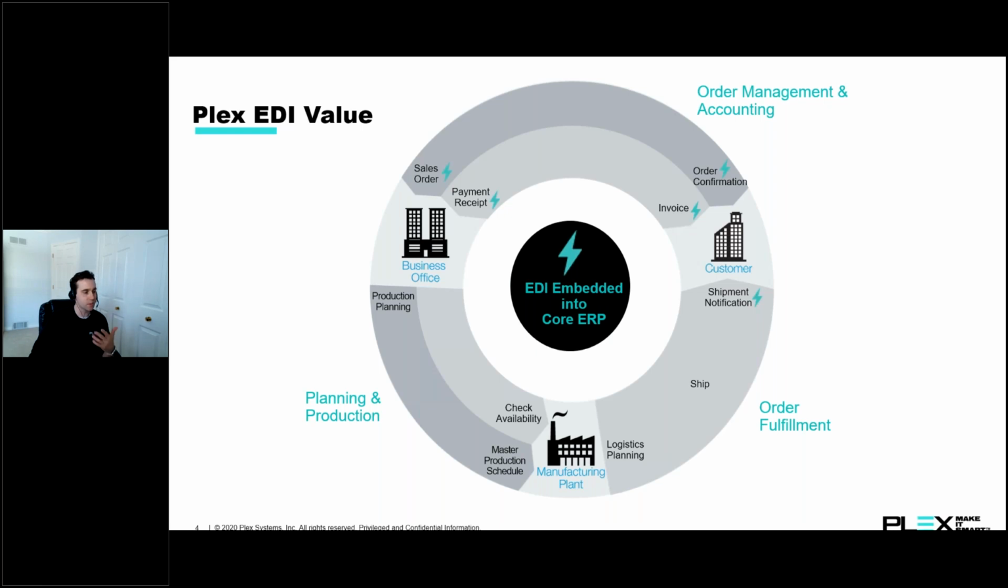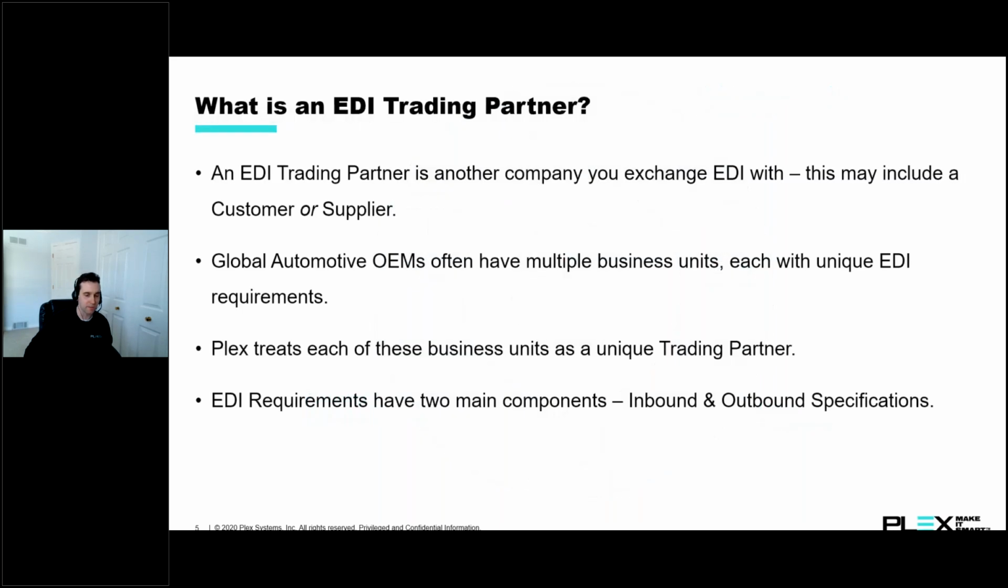So I've said the word trading partner quite a few times, and I've referred to transaction types. I thought we'd double click into that for a moment, just to hone in on how Plex views what constitutes a trading partner. Each of those transaction types, and there are both inbound transaction types, so that's data sent from the trading partner to the supplier, most commonly beginning with an order, and there are, again, outbound transaction types. So with EDI, there are two sides to the coin. There's input, inbound data, and output, outbound data.